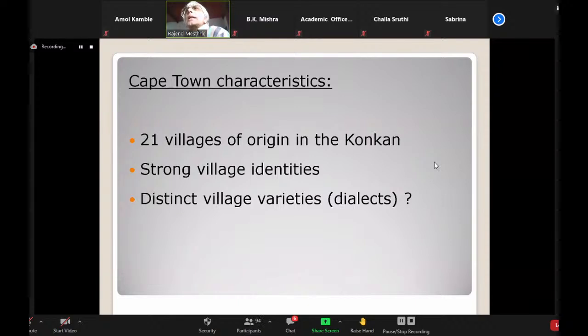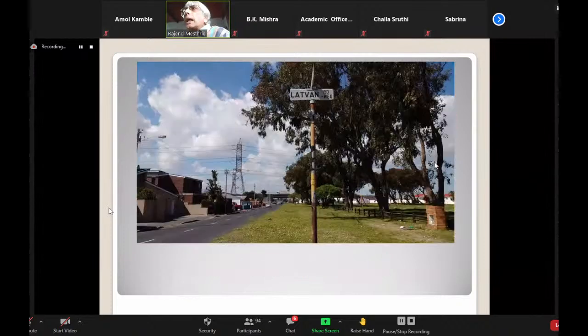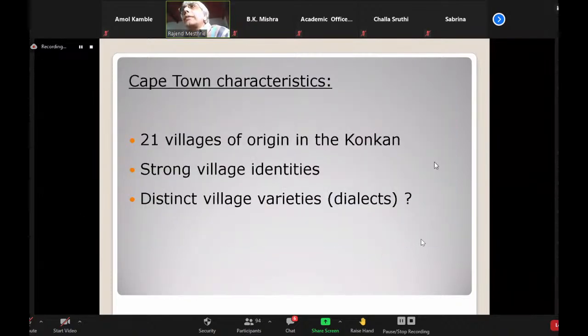And we think that is really very interesting linguistically and sociolinguistically. The village identities are very strong, as I've shown you, Janjira, Latvan, and other societies still survive today. These societies meet once a year, COVID permitting. They have exhibitions, they have shows, they even have plays, and the plays are in Urdu, Konkani, English, and even a bit of Afrikaans. So the heritage today is multilingual, but Konkani has not been forgotten.